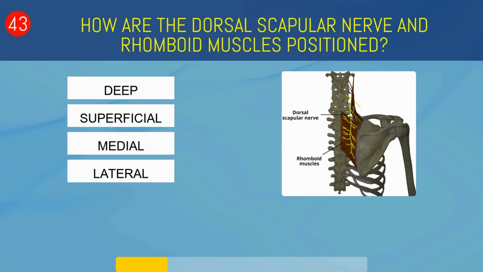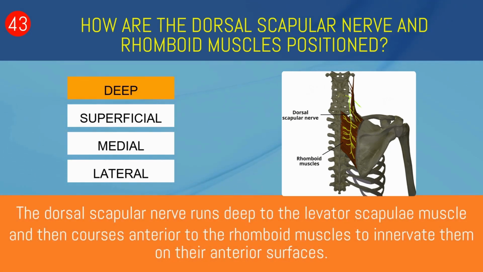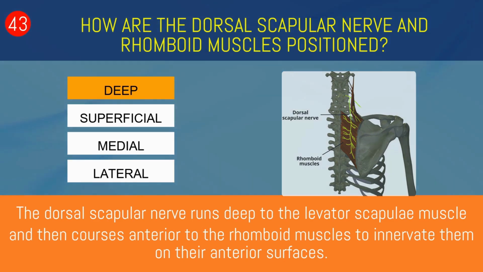How are the dorsal scapular nerve and rhomboid muscles positioned? Deep, superficial, medial, or lateral? Deep. The dorsal scapular nerve runs deep to the levator scapula muscle and then courses anterior to the rhomboid muscles to innervate them on their anterior surfaces.